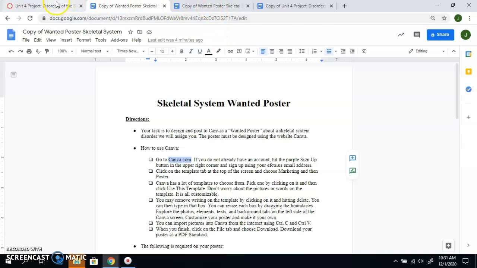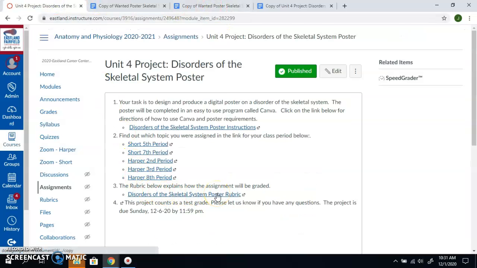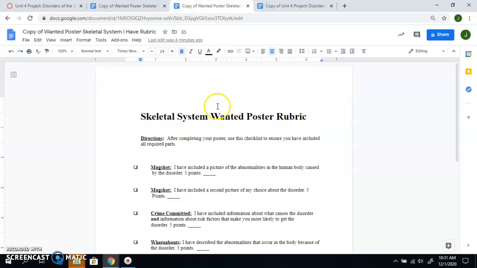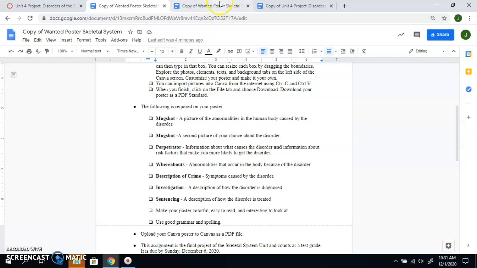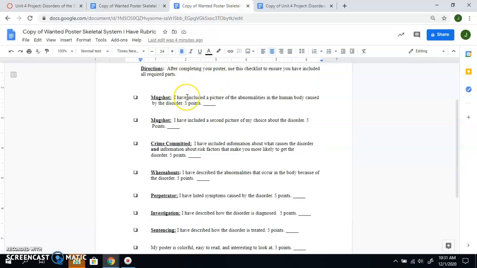If you take a look here at the rubric, I find this really useful. Mr. Harper set these up as I have statements, and you're going to see the two mugshots, the crime that's committed, all that stuff that we already talked about back over here. It appears as first person I have statements. So mugshot, I have included a picture of the abnormality in the human body caused by the disorder. Check yourself off when you've done that. Okay, that's 5 points. You need a second picture. That's another 5 points right there. So make sure that you're going through and taking a look at the rubric.